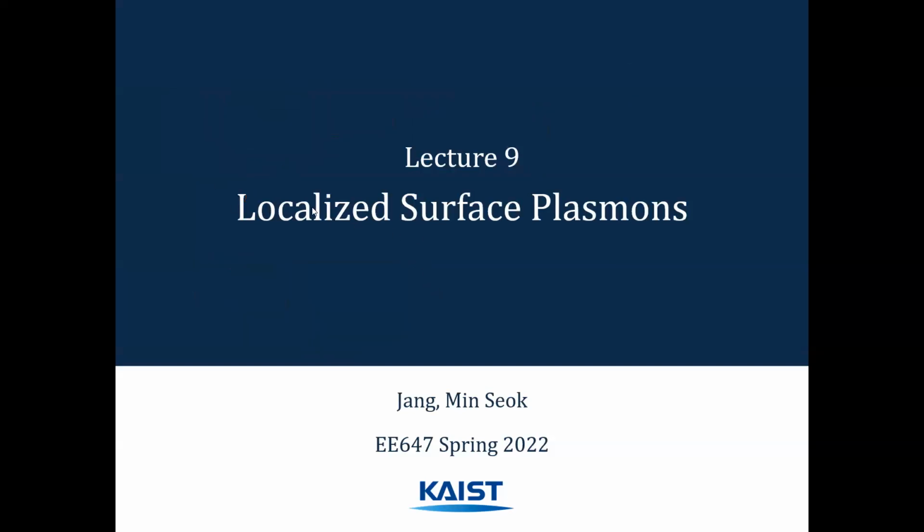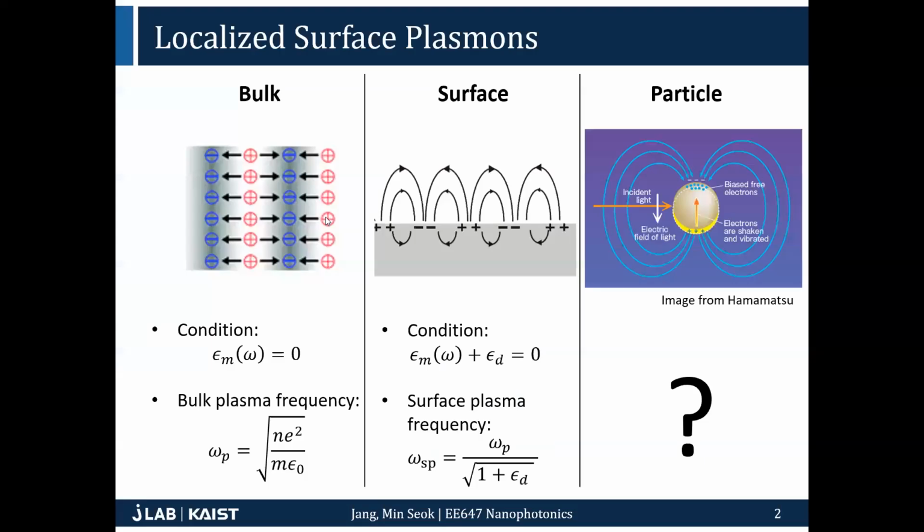Right. So, localized surface plasmons. I'll begin with the same question that I asked earlier. If you have a bulk metal, the resonance condition is epsilon m equals 0. And if you have a surface, half dielectric, half metal, then the condition becomes epsilon metal plus epsilon dielectric equals 0.